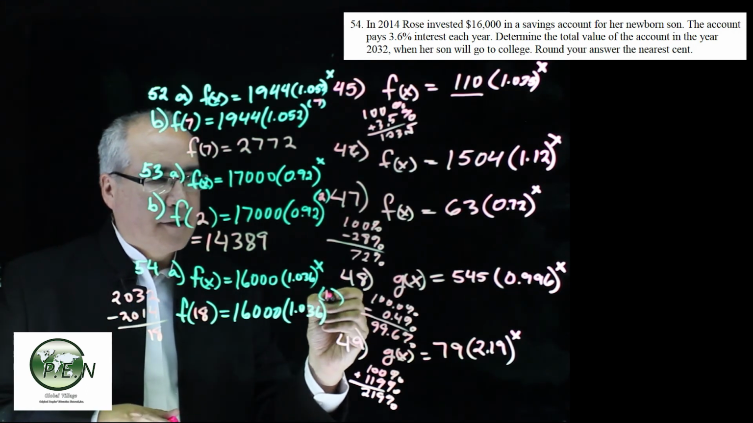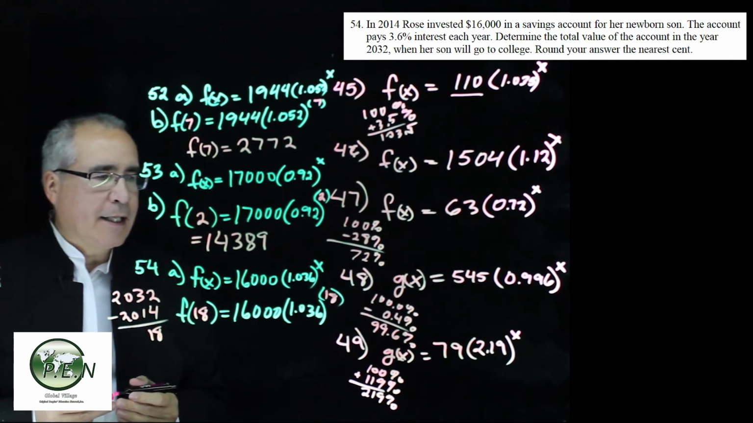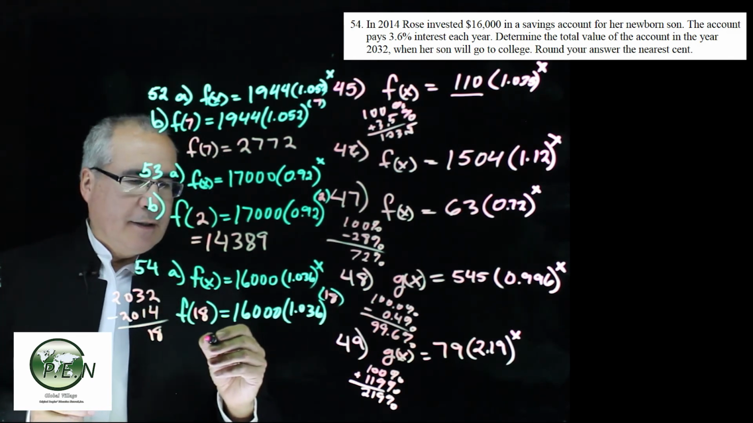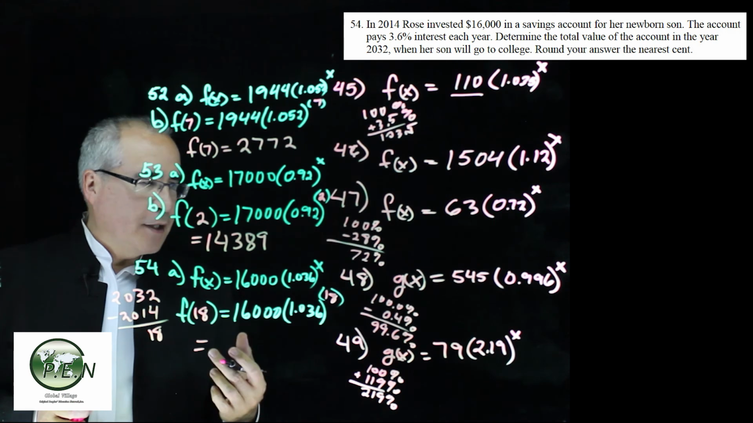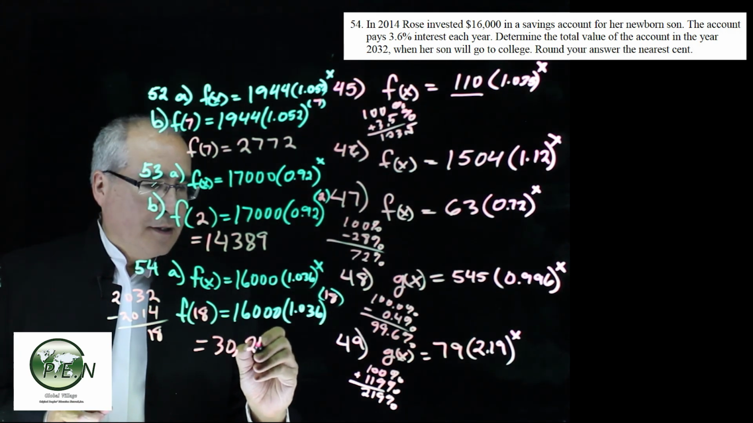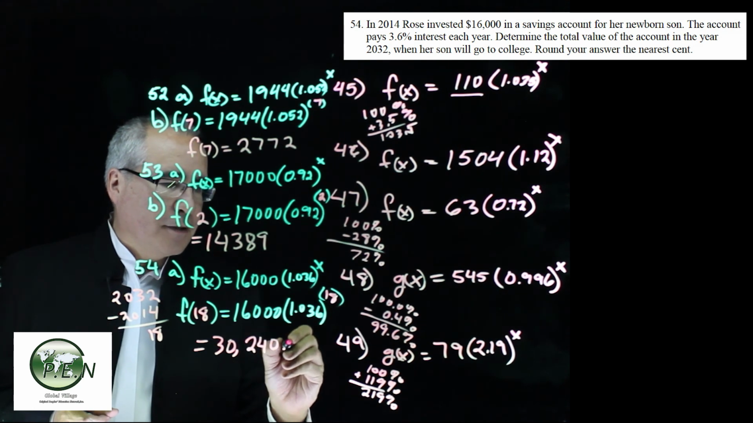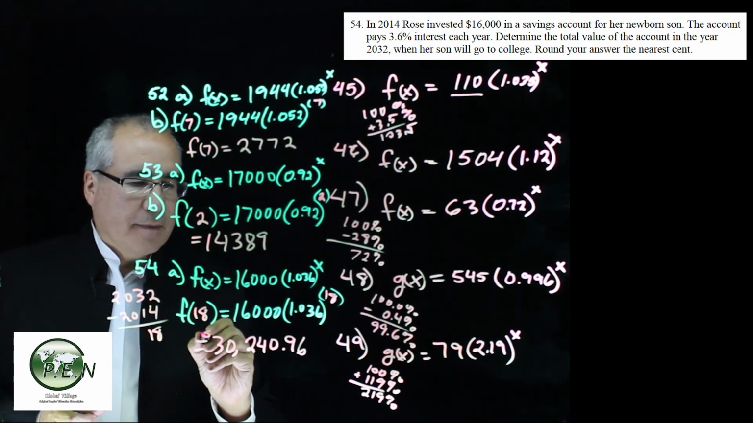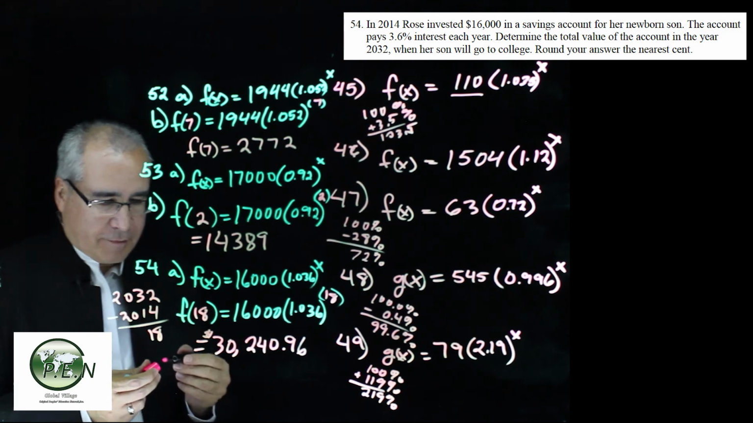Or the results are kind of going to look like this. Put the 18 up there, and what we get is that Rose has saved over those 18 years. There's now $30,240.96 in her baby's account to go to college with.